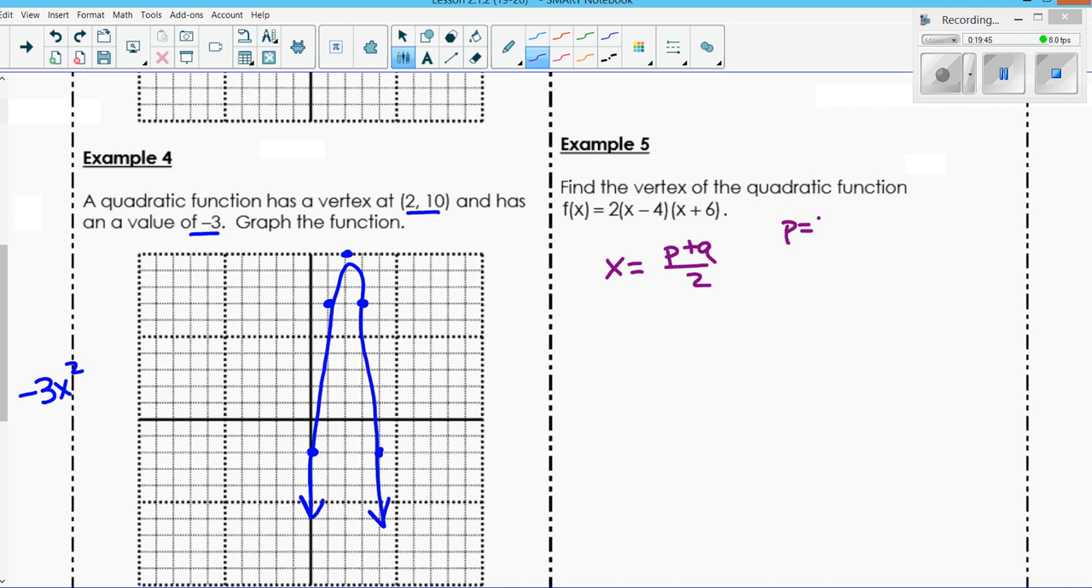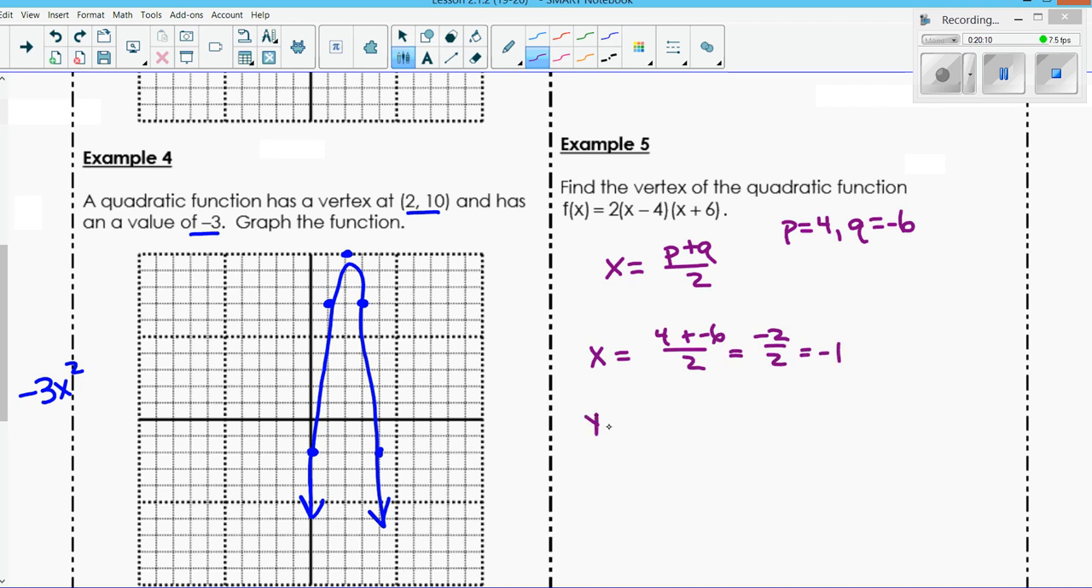So p is +4 and q is -6. Remember, opposite values. So again, this would be a good place for you to pause and try on your own. Assuming you're checking your answer, you would say 4 plus negative 6 divided by 2, which gives you negative 1.